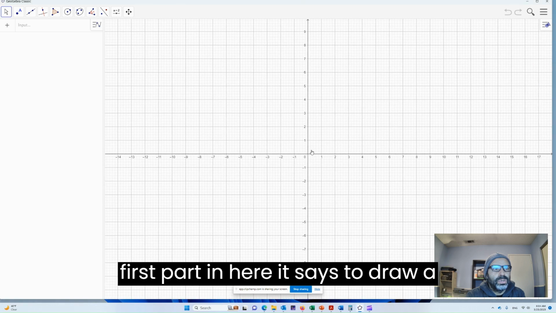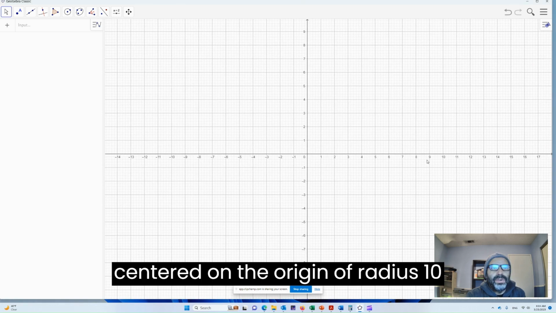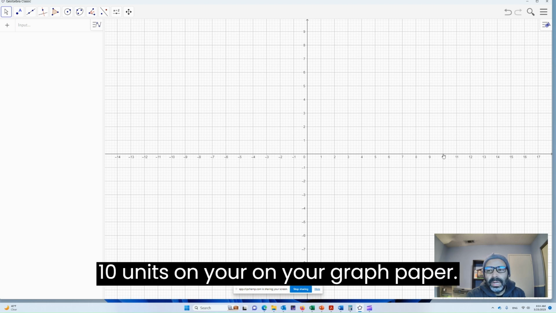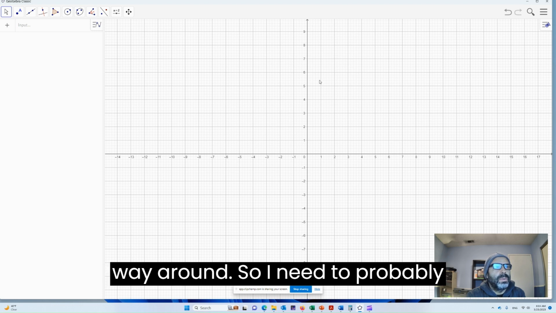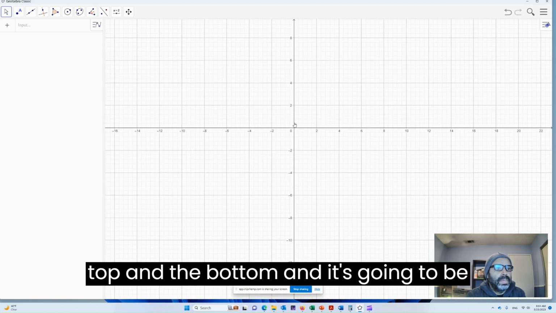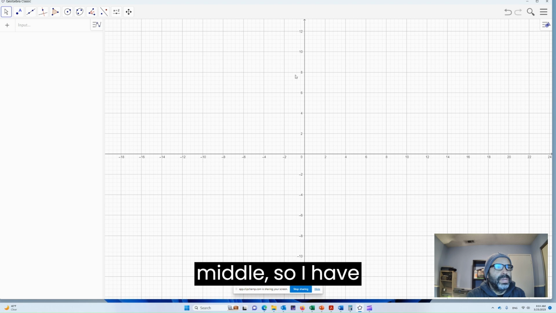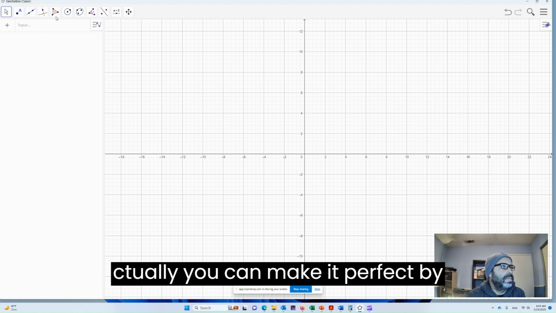So the first part in here says to draw a circle. I'm going to draw a circle centered on the origin of radius 10 units. For your case, it's going to be 10 units on your graph paper. So here, it's going to be 10 all the way around. I need to probably minimize this one to look at 10 from the top and the bottom. It's going to be a circle centered in the middle. So I have negative 10, positive 10, negative 10, and positive 10. So it's going to be a circle of that size.